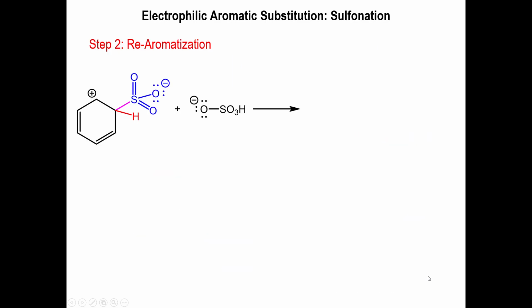Now, you have sulfuric acid and, of course, hydrogen sulfate as an equilibrium mixture.